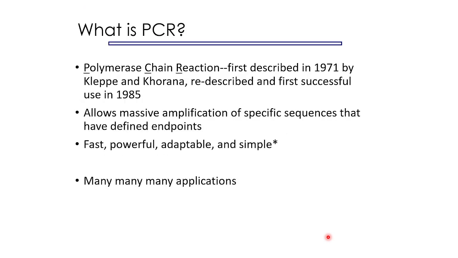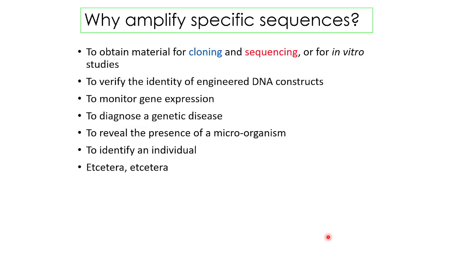So for this molecular cloning process, we need to carry out the polymerase chain reaction. It was first described in 1971 by Kleppe and Khorana and redescribed and successfully used in 1985. This allows massive amplification of specific sequences that have defined endpoints, and it is a fast, powerful, adaptable, and simple process. And it has several applications.